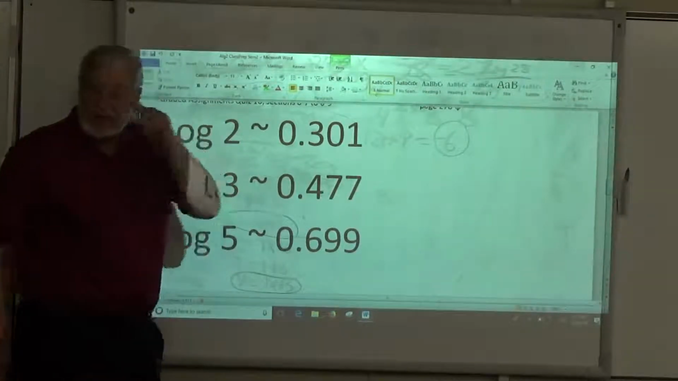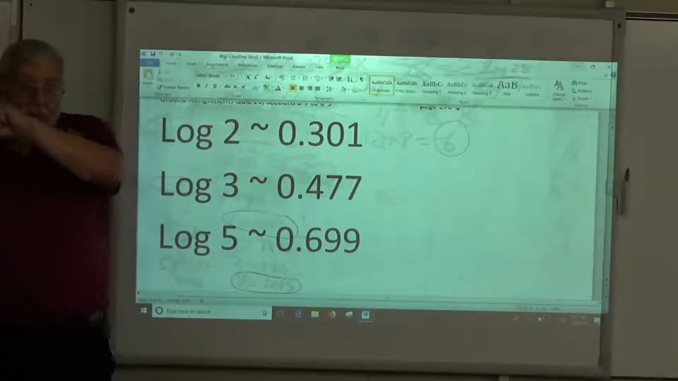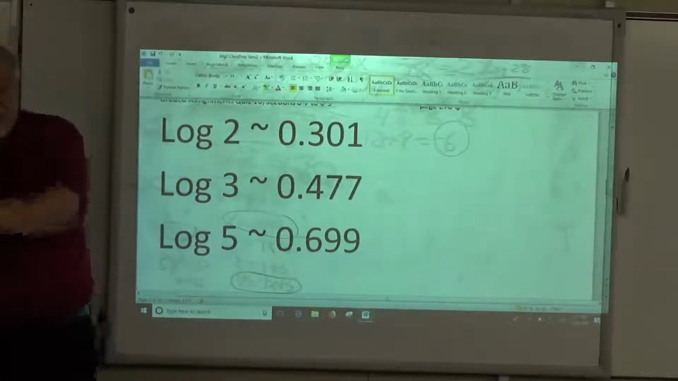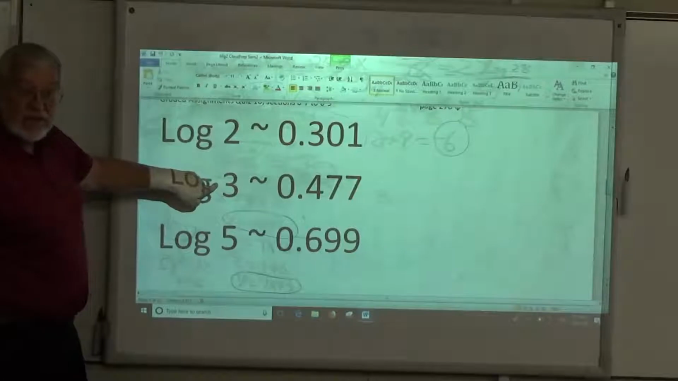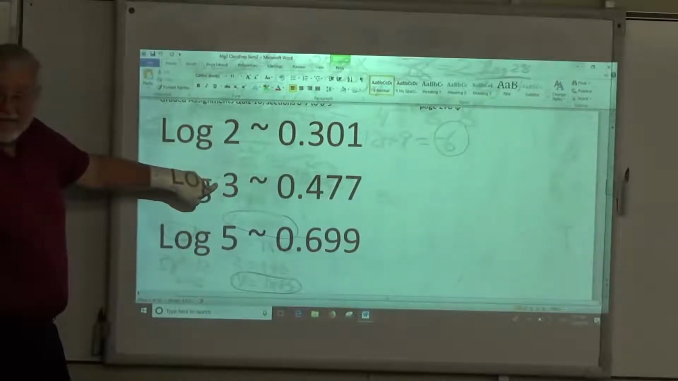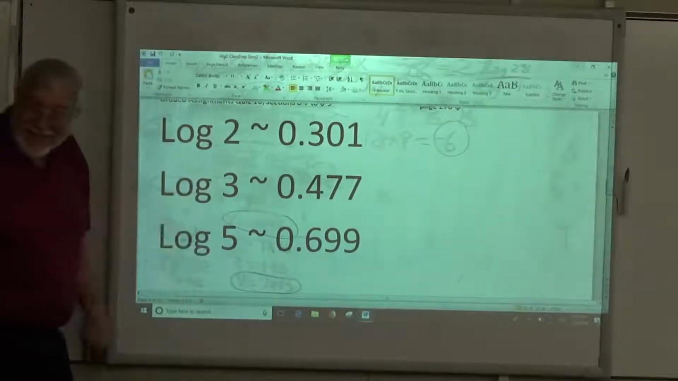All right, now, 17 says log of 3 to the 6th power. What happens to that little 6? It comes outside. So it's going to be 6 times log of 3. Isn't that easy? Yes. Okay.